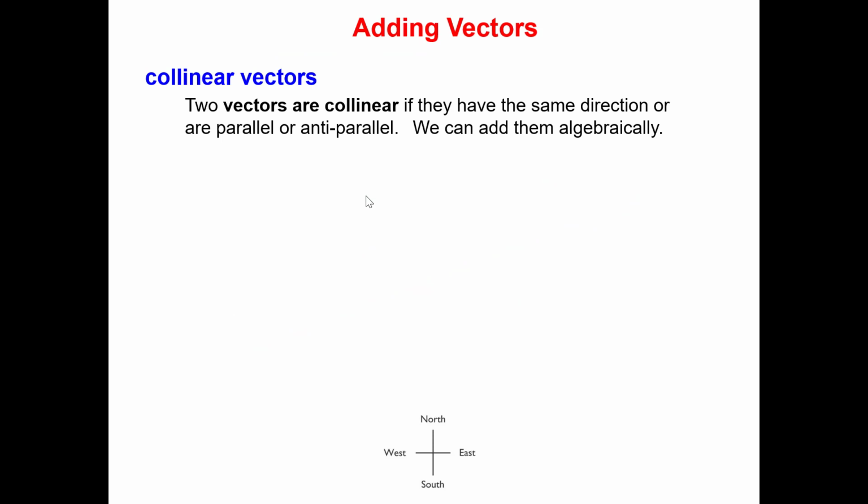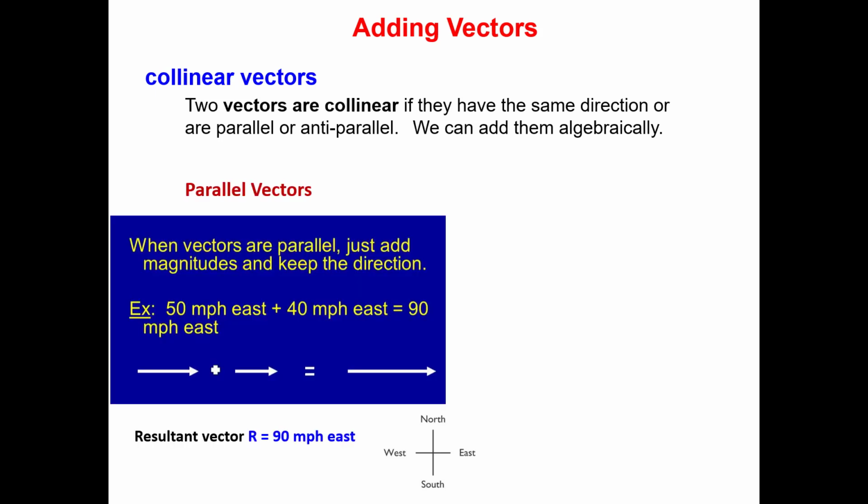And let's see now how we can add vectors. Let's see what happens with collinear vectors. Collinear vectors are vectors that have the same direction, or we can say just vectors that are parallel or anti-parallel. If that happens, it is the only case in which we can add vectors algebraically.